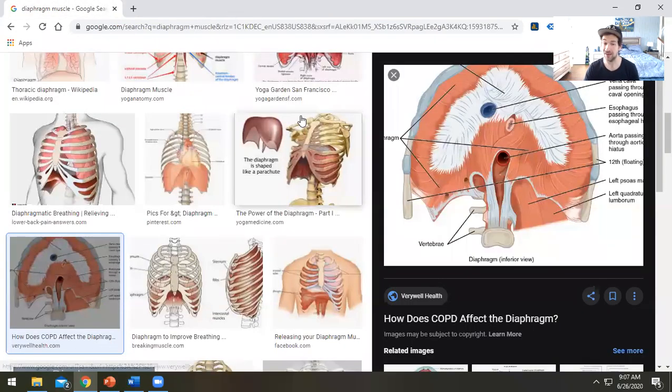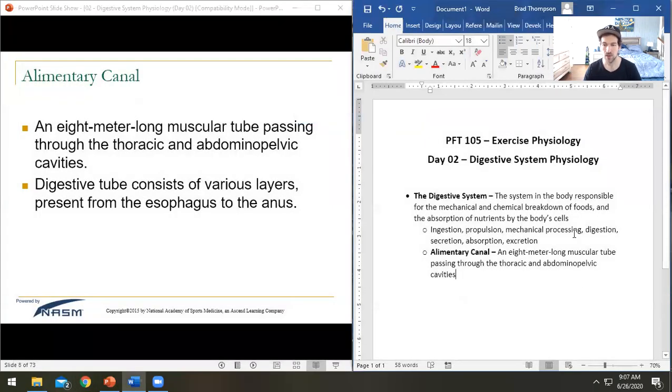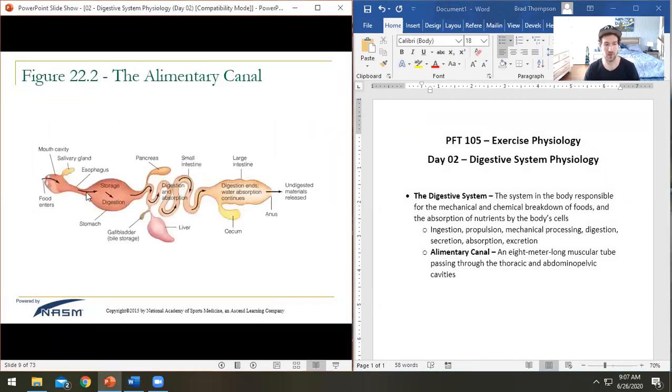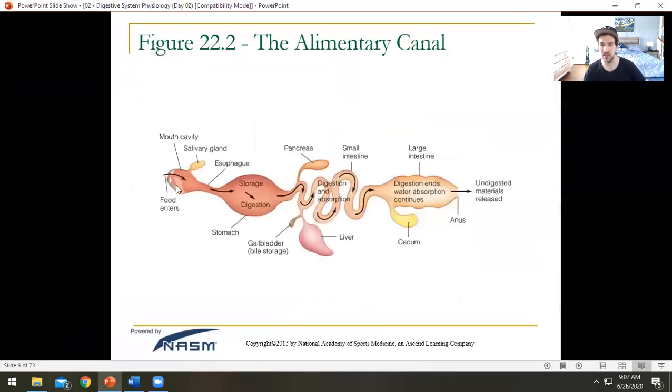And we'll be looking at that in our respiratory system. But your alimentary canal actually travels through it, and that's going to go all the way from start to finish. So here's an interesting chart showing you the alimentary canal in a nutshell.